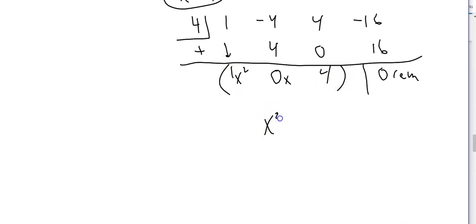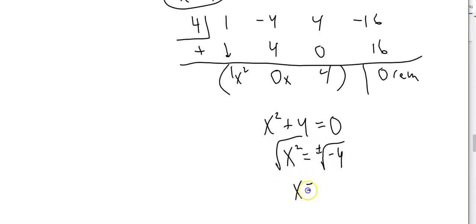So this is x squared plus 4. Set that equal to 0. I don't really have to do the quadratic formula because there's no x term. It's just an x squared. So I'm going to subtract 4 from each side. x squared equals negative 4. Take the square root of both sides. Don't forget, plus or minus. x equals plus or minus 2i. So 2 of the solutions are imaginary.